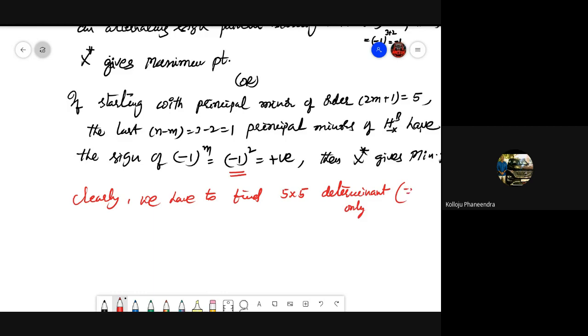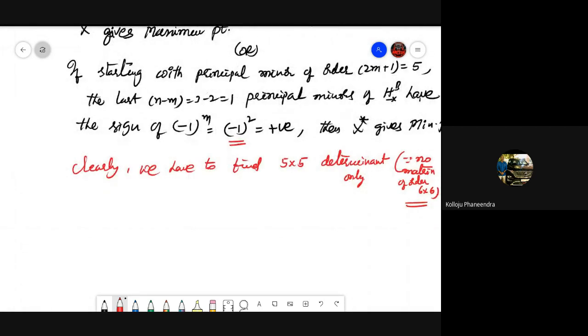Since there is no matrix of order 6 by 6, last n minus m, that is the meaning of this. Take one more determinant, okay, the 5 by 5 determinant only. So the determinant of HB star, we have to find this determinant.